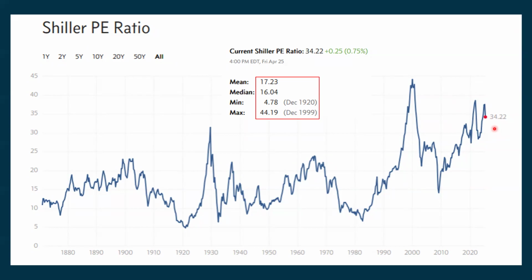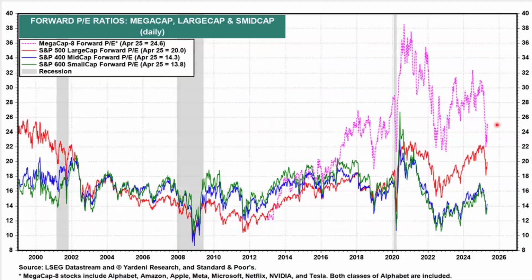That's expensive, but we can also compare that to the median and the mean, which over a period of time going all the way back to the 1800s, this is between 16 and 17. So even though we've been declining, we're still over double what the median and the mean are currently showing us.